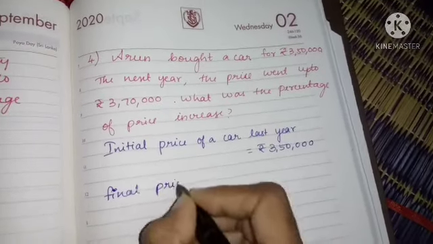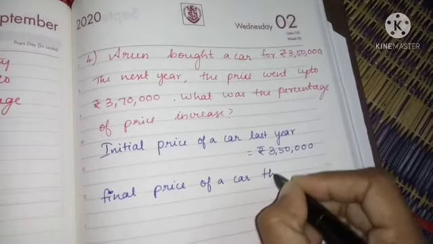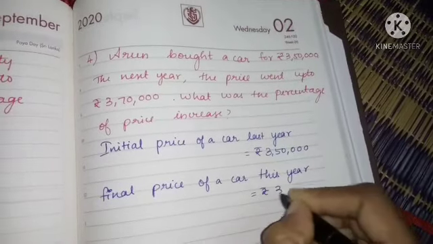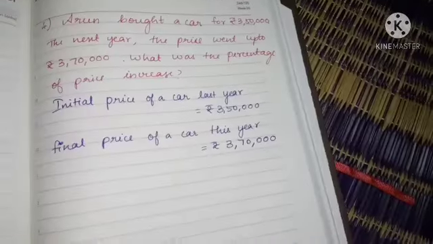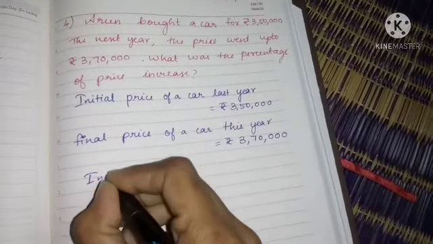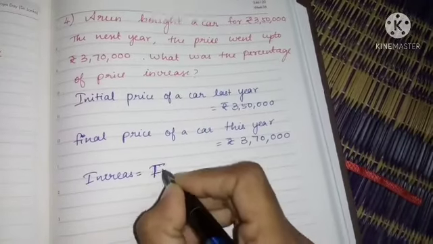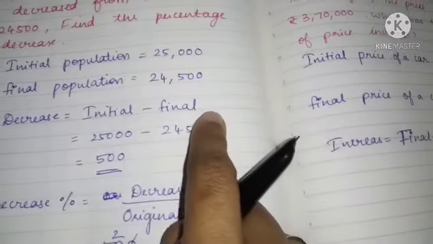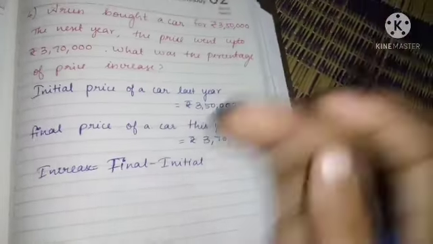Next, the final price of a car this year, which means the next year, rupees 3,70,000. How much has it increased? That you should find. So the increase value is nothing but final minus initial. Correct? See, decrease means initial minus final. But when it is increase, you should find final minus initial.